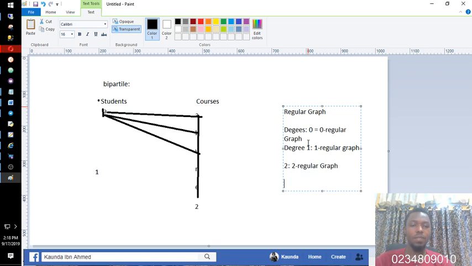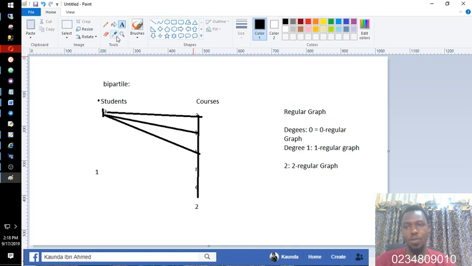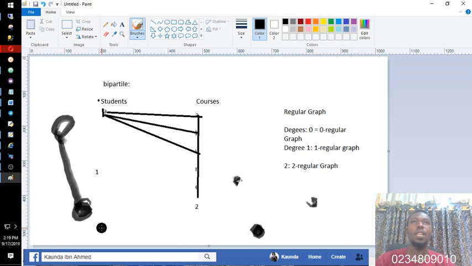A typical example of a 0 regular graph is something like this. Assuming this is a point, this is a point, this is a point, and there are no lines connecting them, no edges, then they are zero regular because they all have 0 degree. If you draw a point and another point and connect them, there is one line. Both points have degree of one. There's just one line connecting them, so that is a one regular graph.